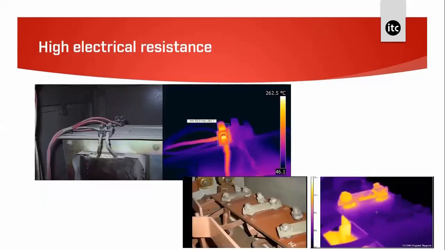These are examples of high electrical resistors on transformer connections. Both images are using the iron color palette where white is hot and black is cold. If you look closely, we can see that there are some very definite elevated temperatures within both of the thermal images.